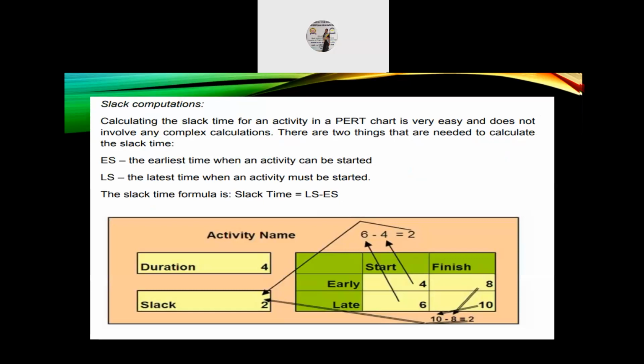Last topic, slack computations. Calculating the slack time for an activity in a PERT chart is very easy and does not involve any complex calculations. There are two things that need to be calculated for the slack time: Es, the earliest time when an activity can be started, and Ls, the latest time when an activity must be started. The slack time formula is: slack time is equal to Ls minus Es.